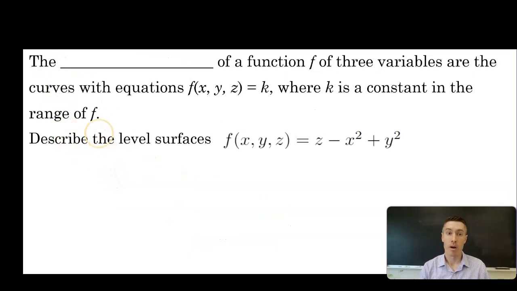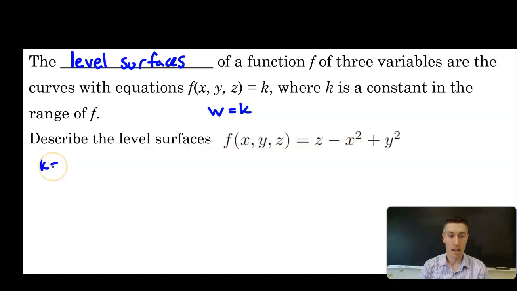And then the analogous part of level curves are called level surfaces. So the level surfaces of a function f of 3 variables are the surfaces with equations f of x, y, z equaling k, where k is a constant in the range of f. Now, if we want to think of variable-wise, we typically use w next, right? So basically it's saying that w is equal to k, the output is equal to some constant. So describe the level surfaces of f of x, y, z equaling z minus x squared plus y squared. So they're not asking us to sketch, but describe them.